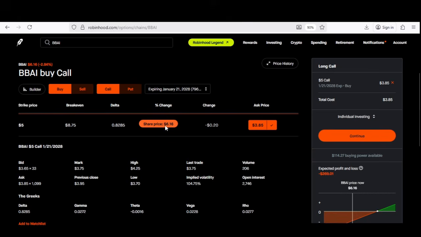So the share price goes up by $1. This here goes up by 3.85 plus your delta. Your new delta right now is not going to be 0.82 anymore. It's now going to be 0.82 plus 0.02. So your new delta is going to be 0.84. And that's just how gamma works. So let's get back to it.